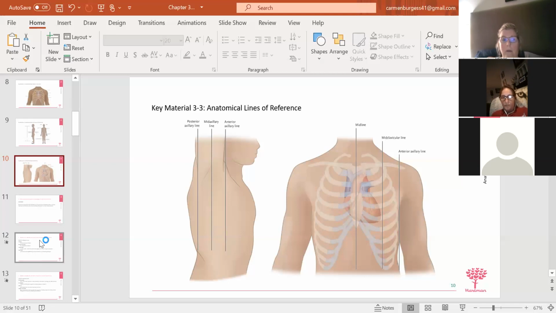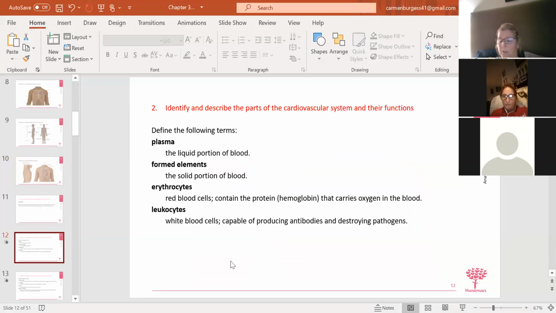Blood, do you know how many liters of blood your body carries? 5 to 6. Right, 5 to 6. It's made of formed elements and plasma. Those are the solid and the liquid parts of the blood. So if somebody asks you what's blood made of, plasma and formed elements.